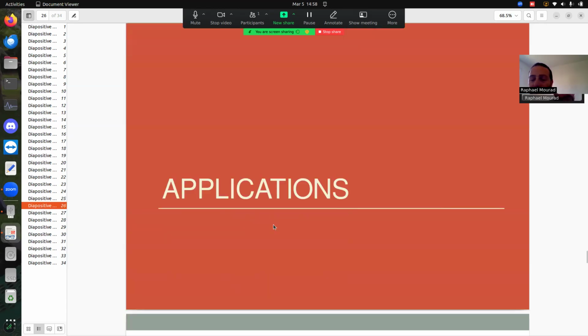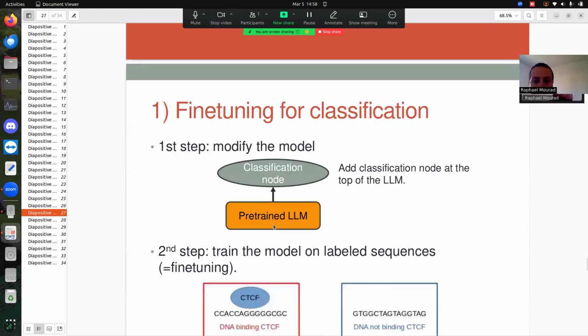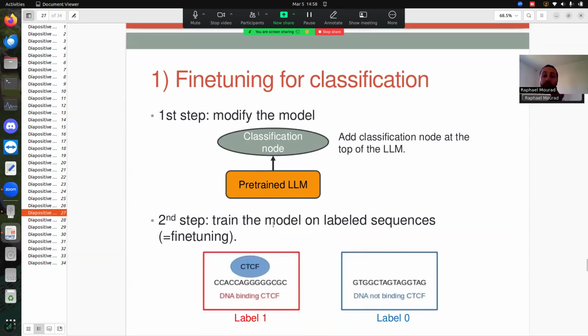So let's look at the applications that we also saw during the Google Colabs. First application, you can fine-tune your model for classification. How does it work? Your pre-trained large language model is not made for classification. You have to add a classification node on the top, and it can be easily done using the transformer library. As you can see in the Google notebook, you add the classification node, so you add new parameters to learn for the model. And then, of course, you need to provide labeled sequences, specifically DNA sequences that are labeled as one and DNA sequences that are labeled as zero.